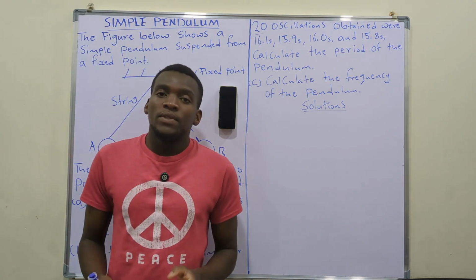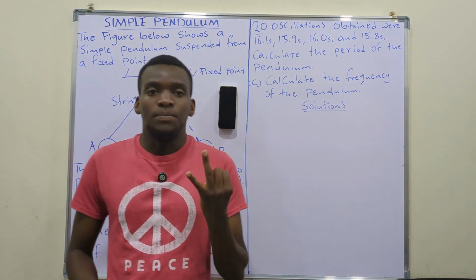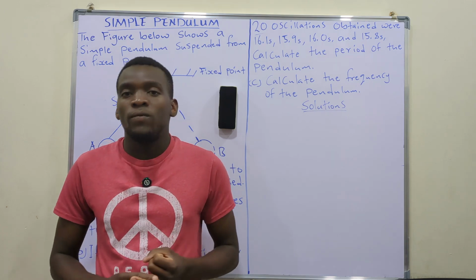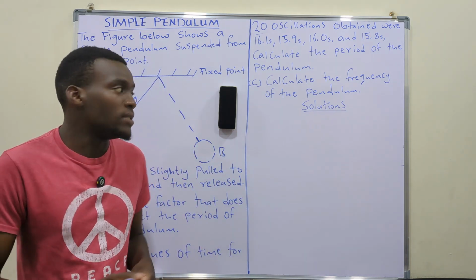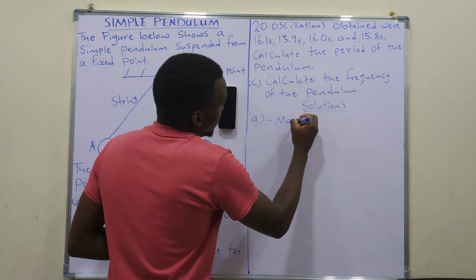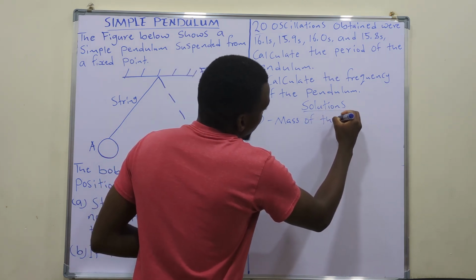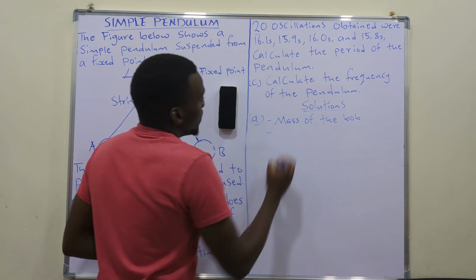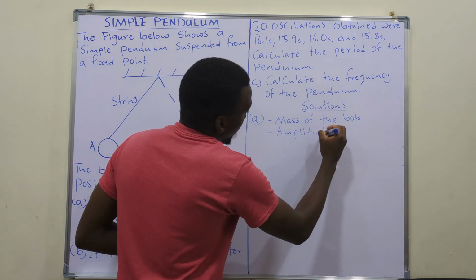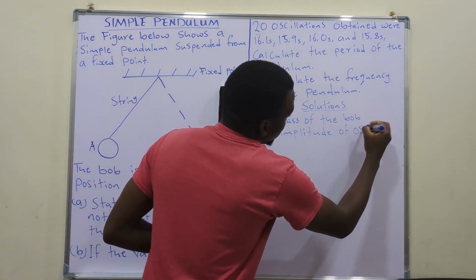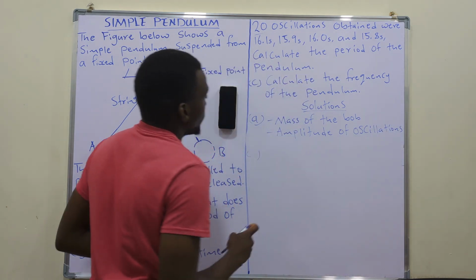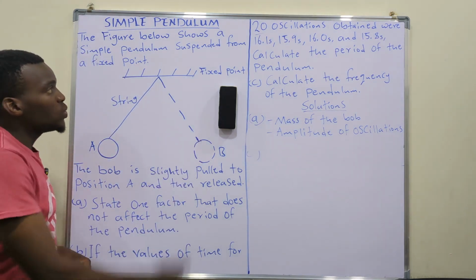So for factors that do not affect the period of a pendulum, we have two of them. The first one is the mass of the bulb, and the other one is the amplitude of oscillation. So any of these two is a valid answer. We have A, mass of the bulb, and amplitude of oscillation. So we are done with this one.